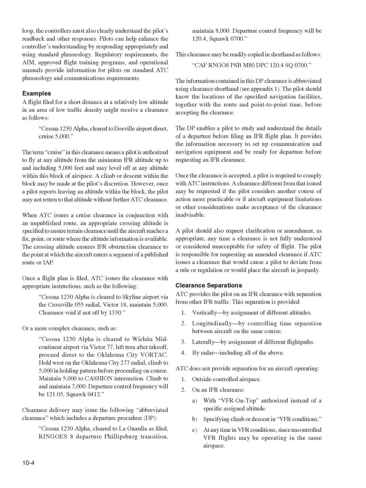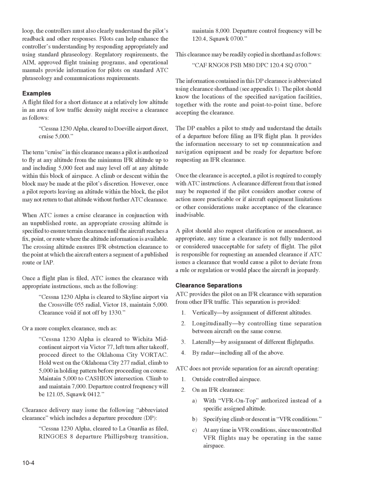When ATC issues a cruise clearance in conjunction with an unpublished route, an appropriate crossing altitude is specified to ensure terrain clearance until the aircraft reaches a fix, point, or route where the altitude information is available. The crossing altitude ensures IFR obstruction clearance to the point at which the aircraft enters a segment of a published route or IAP. Once a flight plan is filed, ATC issues the clearance with appropriate instructions, such as the following: "Cessna 1230 Alpha is cleared to Skyline Airport via the Crossville 055 radial, Victor 18, maintain 5000. Clearance void if not off by 1330."